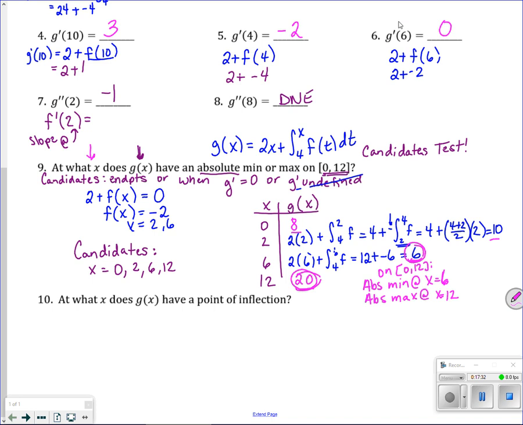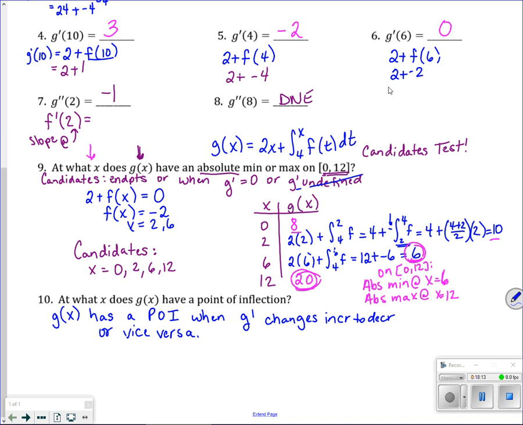All right, last one. At what x does g of x have a POI? Well, let's think about what I have to, my justification. G of x has a POI when g prime changes increasing to decreasing, or vice versa, right? So let's look back. What do we have about g prime?